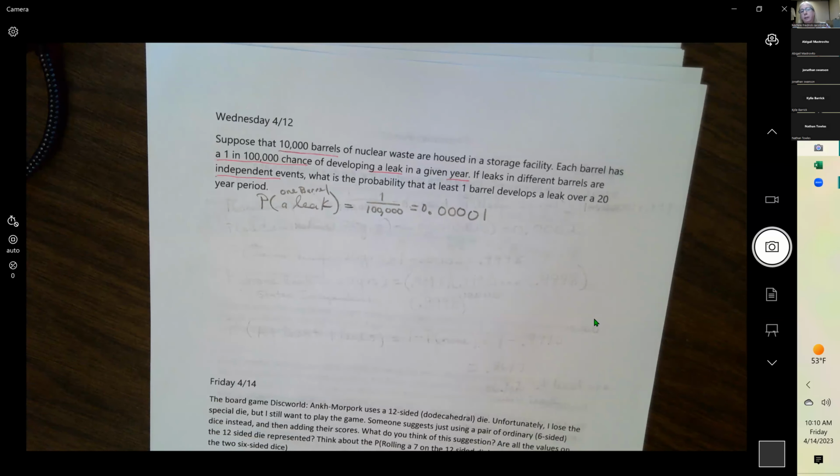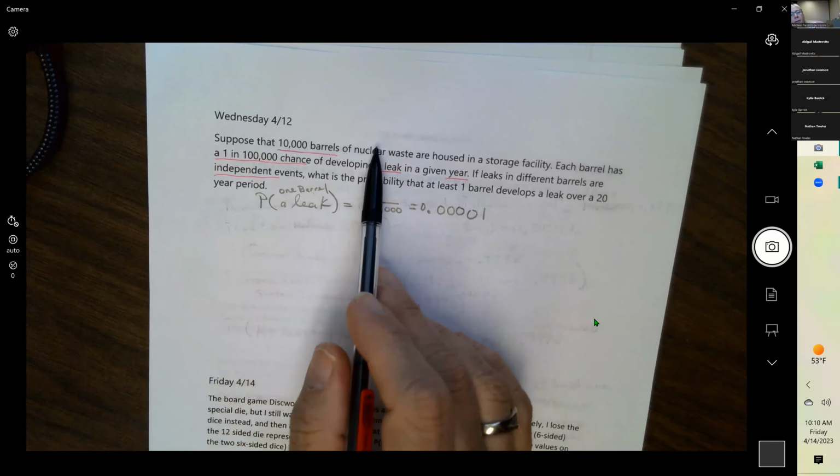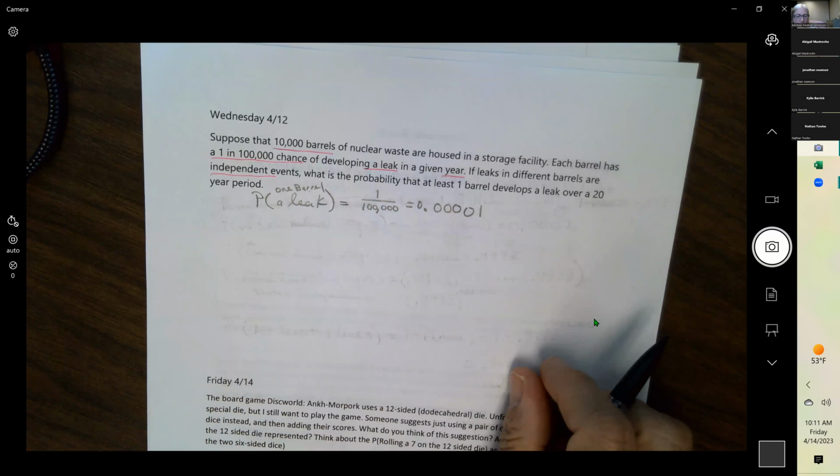But it's easier if you take 1 minus the probability of the complement, 1 minus the probability none of them leak, because that's only one case. There's only one way that none of them leak. Whereas at least one, you got to look at all 10,000 barrels. And so there's a lot of different possibilities. So we want to find the probability that none of them leak first.